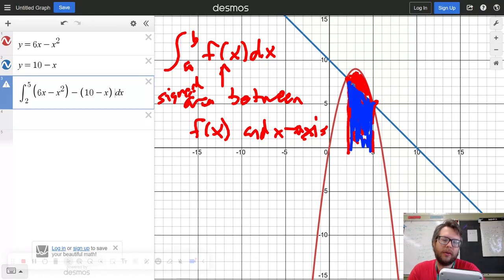To find your points of intersection, you go second trace button, second trace button. Intersection is option 5. Hit enter 3 times. It'll tell you that one point of intersection is x equals 2. Go back to that same menu, second trace, down at option 5. You just got to scoot over, make sure your cursor is closer to the other point of intersection.